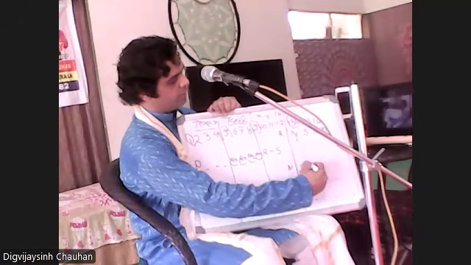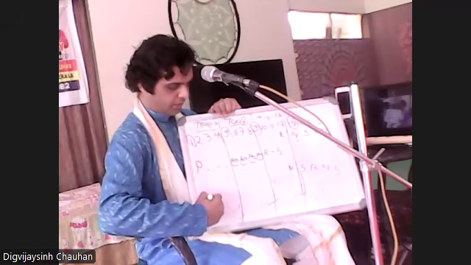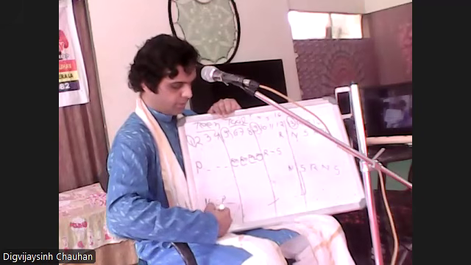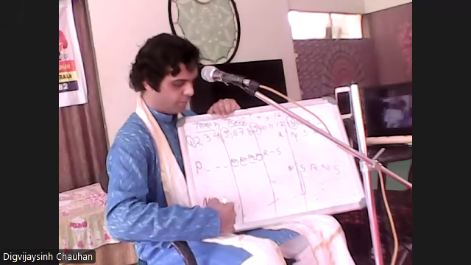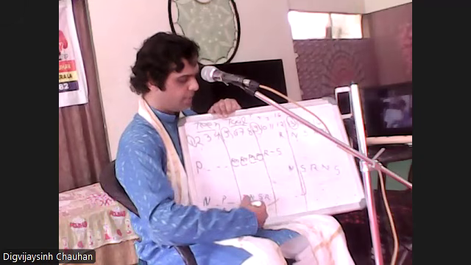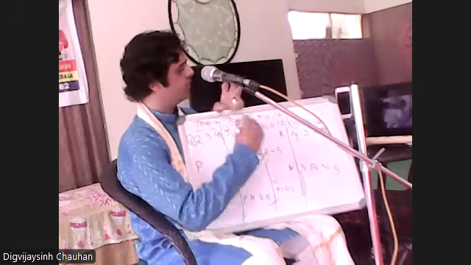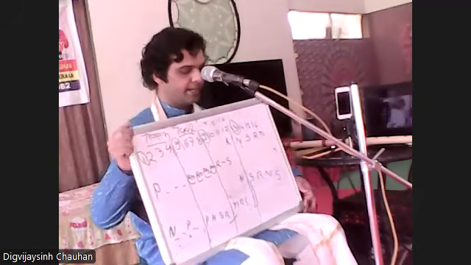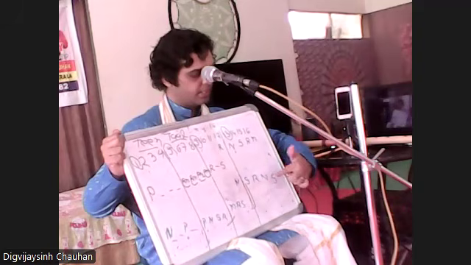Ni sa re ni sa, ni pa, ni sa re ni sa ni. This is commonly lower octave, no? Pa ni sa re ma re sa. Yeah. See, beat number 12. Second line: ni sa re ni sa.